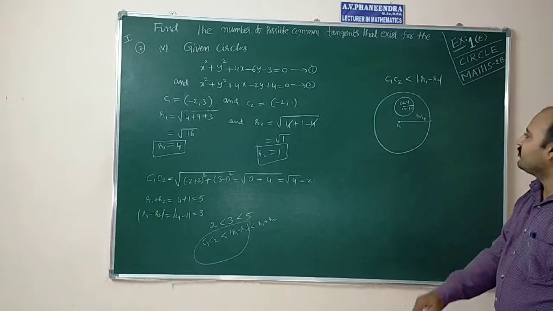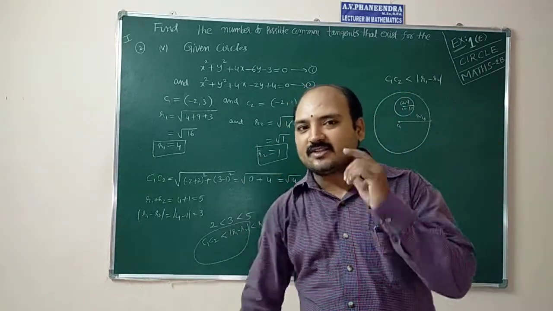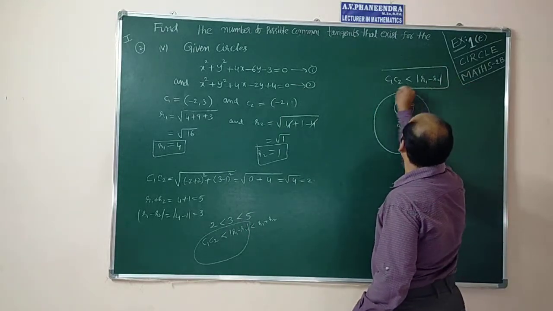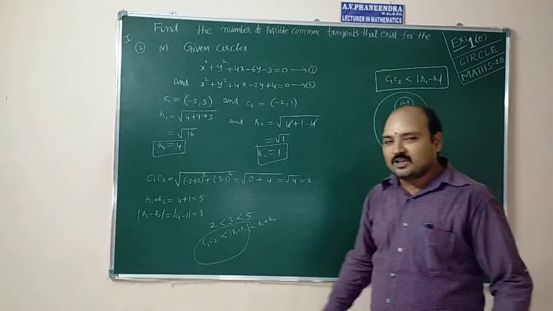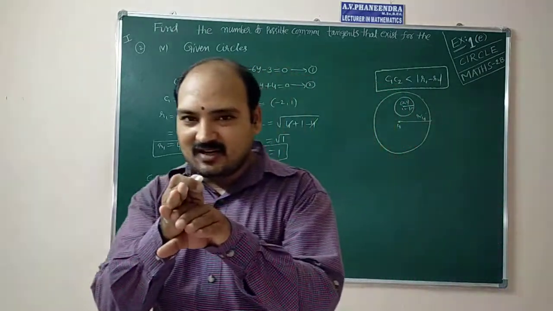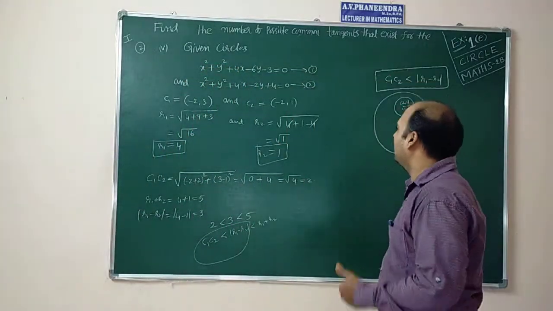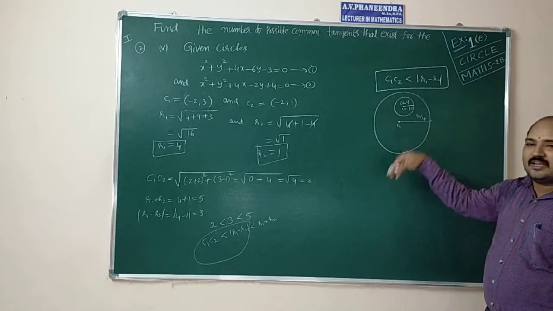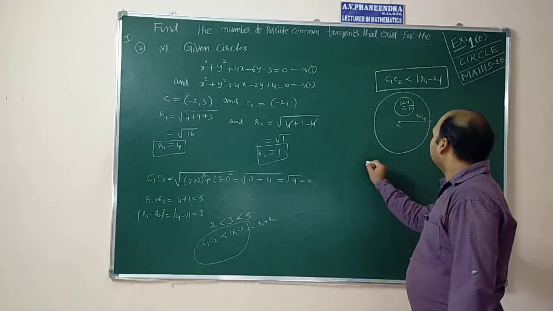unit. So whenever one circle is completely lying in another circle, then there is no common tangent possible. Common tangents are possible whenever two circles touch each other or intersect, somewhere the common tangents will be possible. But here, one circle is completely lying in the other circle, so there is no possible common tangent.